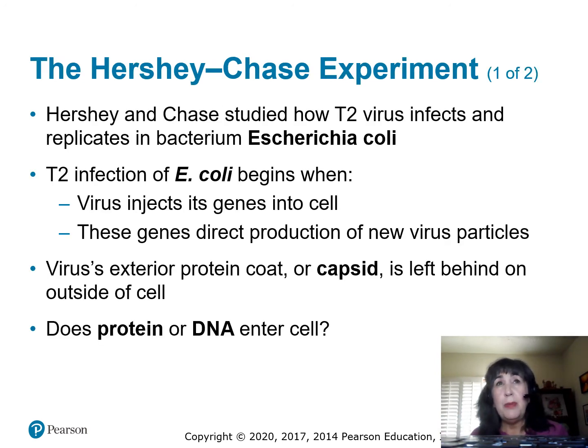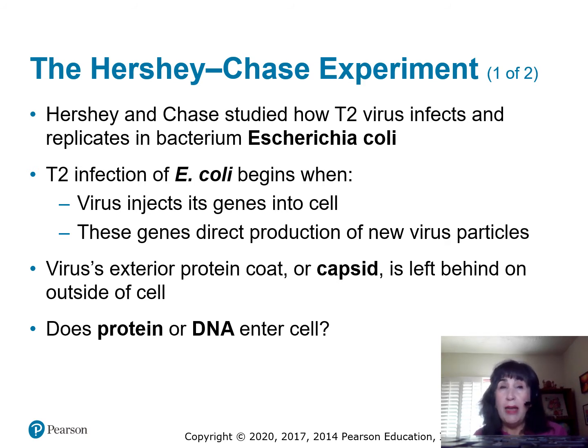So in this experiment carried out by Hershey and Chase, what they did is they looked at a common bacteria found in the guts of most mammals. And this bacteria is called Escherichia coli. They knew that there was a virus that infected it called T2. So the question is what is injected by the virus?